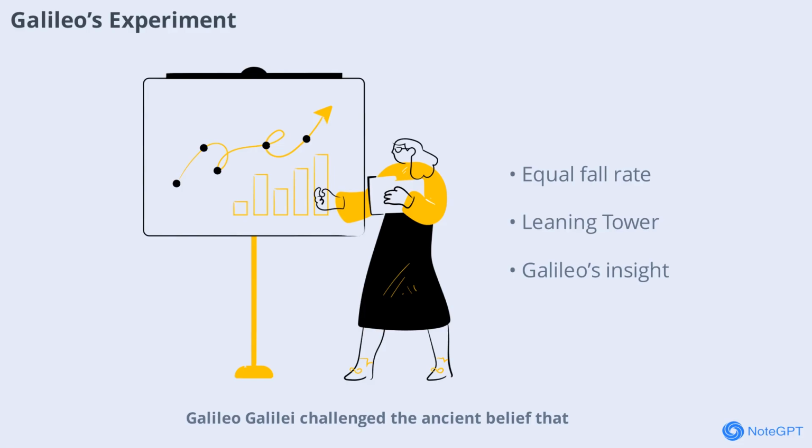Galileo Galilei challenged the ancient belief that heavier objects fall faster than lighter ones. In his famous experiment, he dropped two spheres of different masses from the Leaning Tower of Pisa and observed that they hit the ground at the same time. This experiment proved that in the absence of air resistance, all objects fall at the same rate.